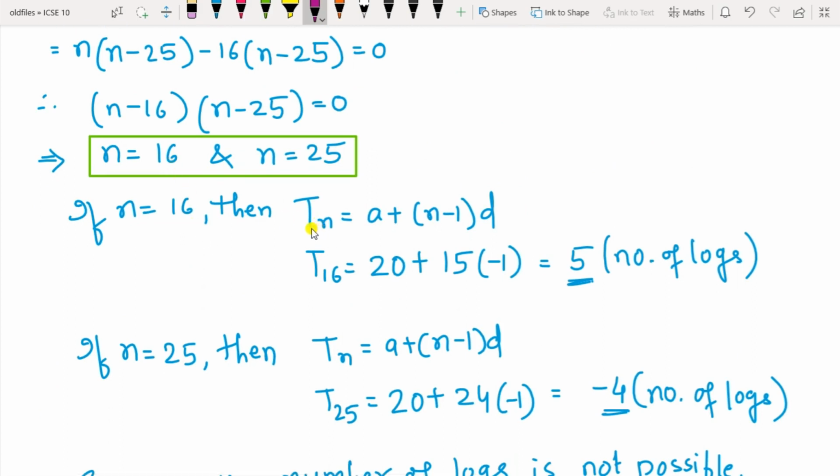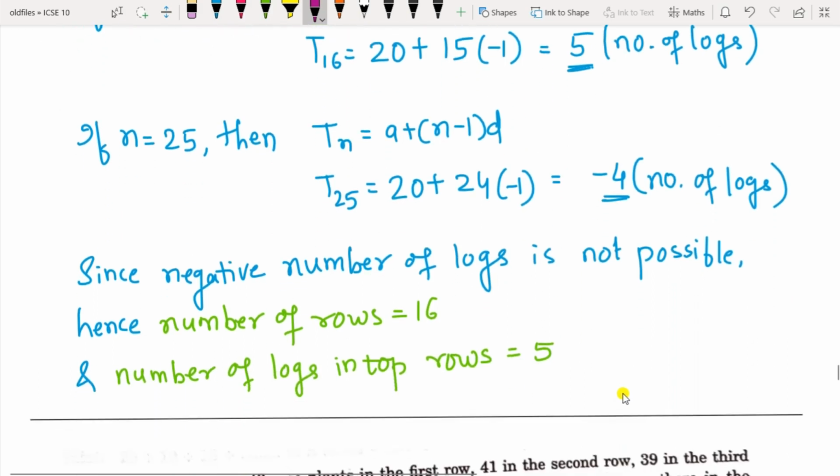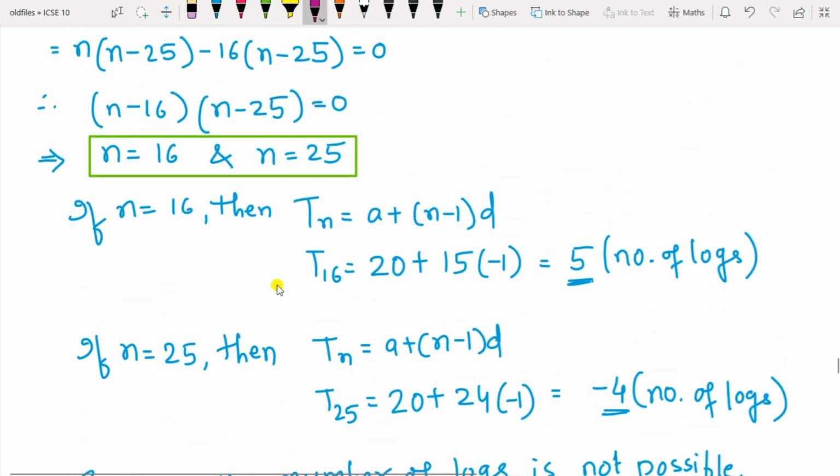So the total number of logs in the top row equals a plus n minus 1 d. So T16 equals 20 plus 15 times minus 1. You get the answer as 5 logs. And if you substitute the value n as 25, you get T25 as minus 4, but the number of logs cannot be negative, so we have to consider 5. That will be the number of logs in the top row, and the number of rows will be 16. So these are the number of rows and these are the number of logs.